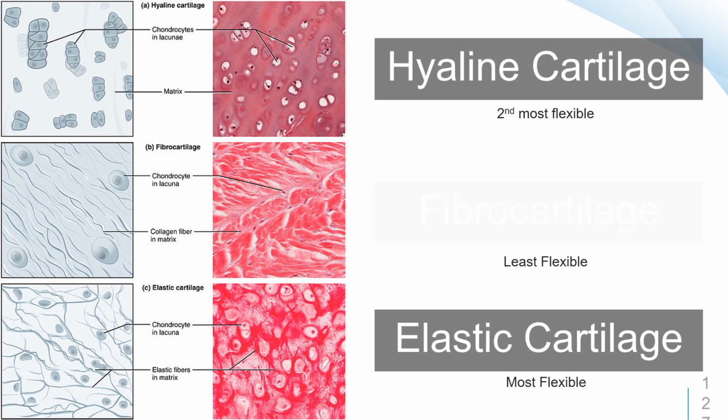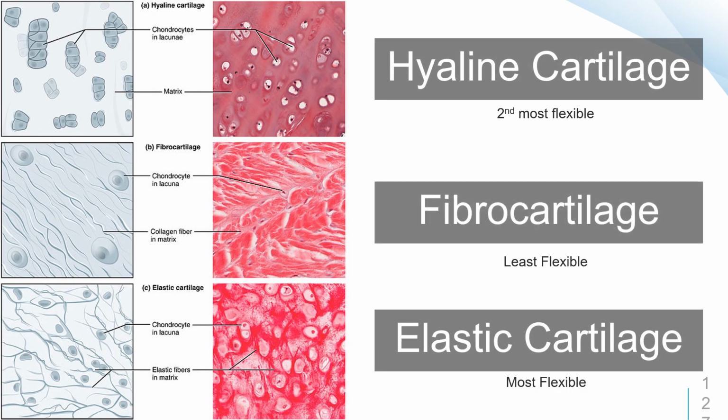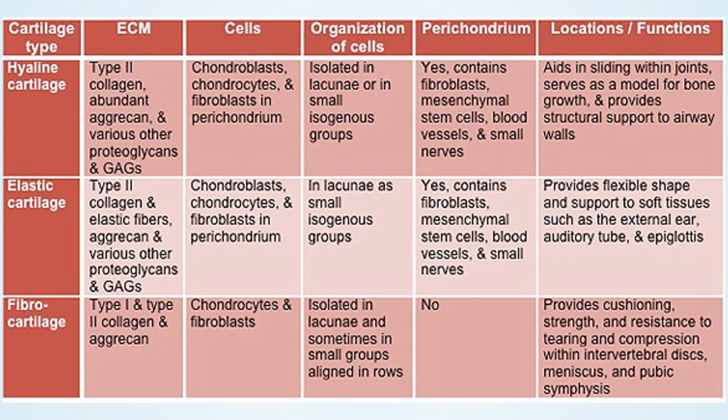So you have three types of cartilage. You have the hyaline cartilage, which is the second most flexible, the fibrocartilage, which is the least flexible, and the elastic cartilage, which is the most flexible. Here is a summary of the characteristics of each cartilage.